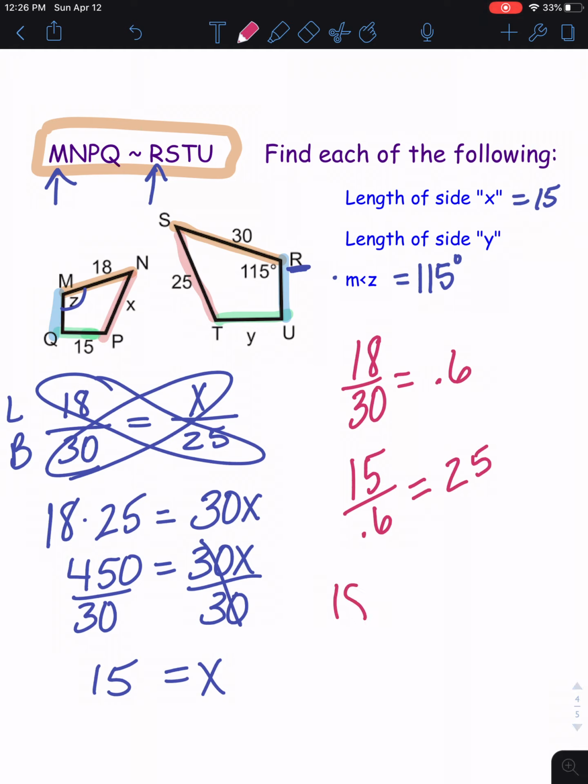You could also set up your proportions once again and use cross products to solve. So little over big, 15 is coming from the bigger quadrilateral, so it would go on the bottom, and you'd find that side Y by using cross products. So that's also another way to find that missing side.